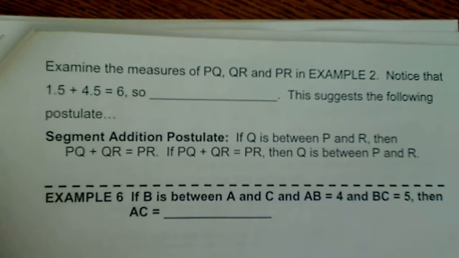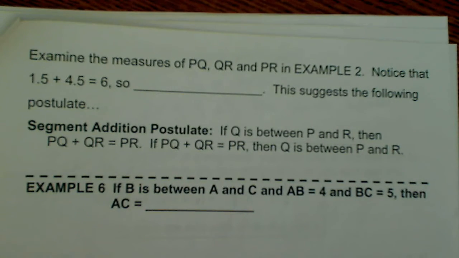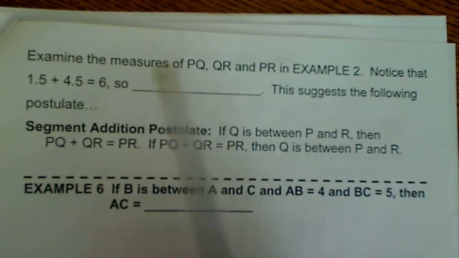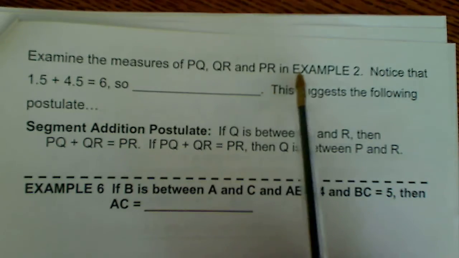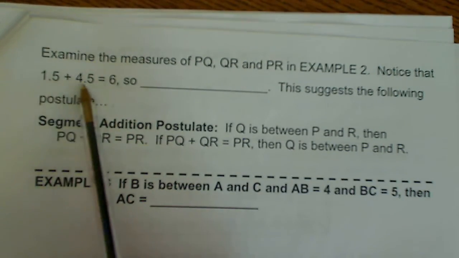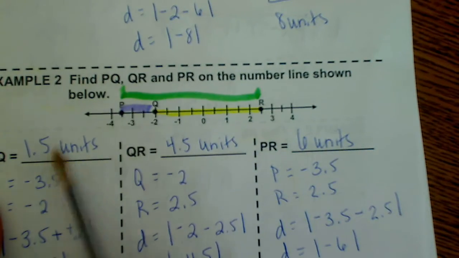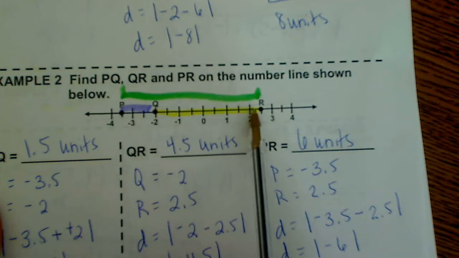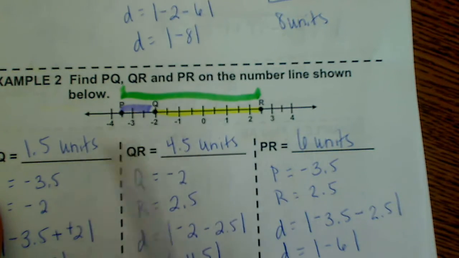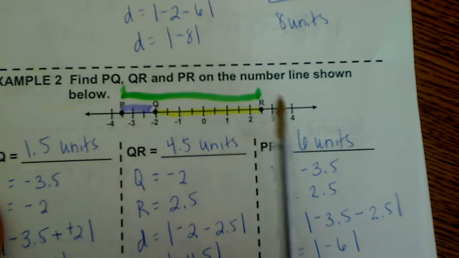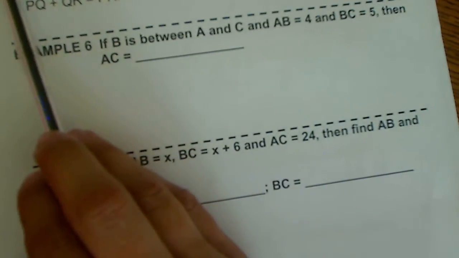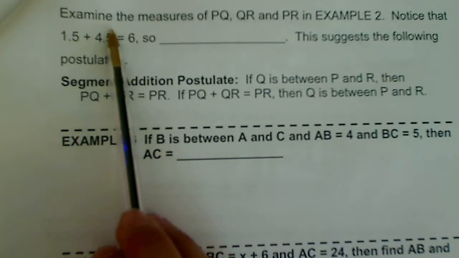Okay, so this was a question that we recently looked at, example 2 on our first page. It says examine the measurements of PQ, QR, and PR in example 2. Notice that the units we got was equal to 6. This was 1.5 units, and this right here, the distance is 4.5. Add the two together and you get what? The whole distance from P to R. It's just saying that if you add these two together, you're going to get the full distance.